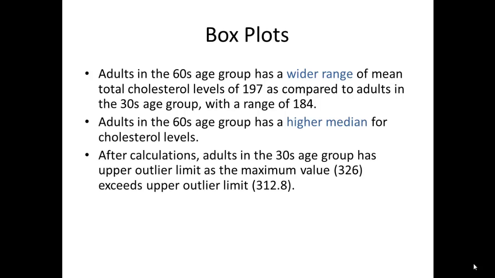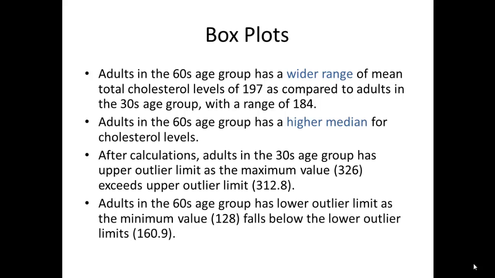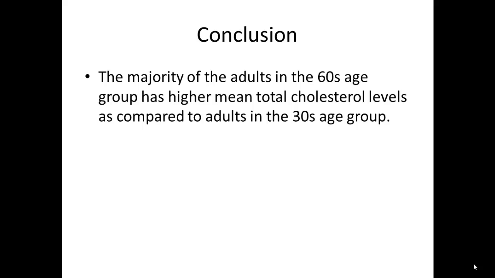Furthermore, we calculated the outlier limits. For the adults in the 30s age group, there is an upper outlier, as the maximum value of 326 exceeds the upper outlier limit of 312.8. On the other hand, for the 60s age group, there is a lower outlier, as the minimum value of 128 falls below the lower outlier limit of 160.9. From there, we can conclude that the adults in the 60s age group have a higher mean total cholesterol level compared to the adults in the 30s age group.